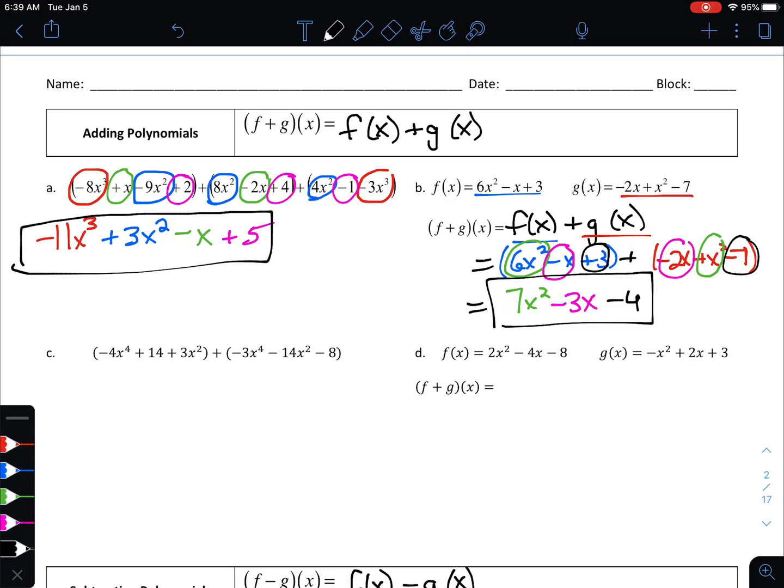All right, let's take a look at a couple more examples of addition, and then we'll get to subtraction. So in our next example, once again, we're going to look for the highest exponent, which in this case is powers of 4. If we take negative 4 plus negative 3, that's negative 7x to the power of 4.